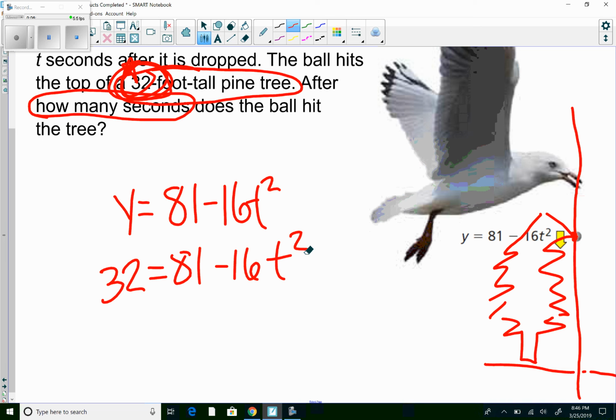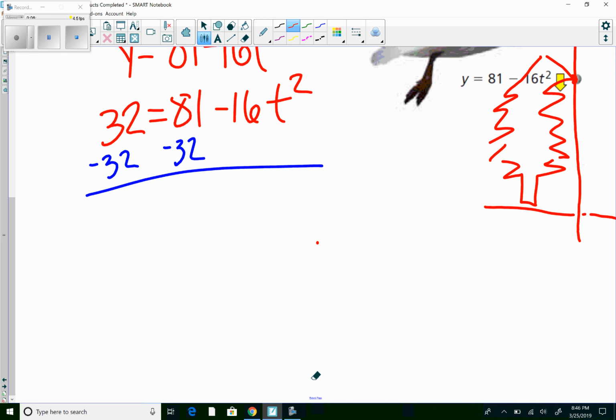We want to use that zero product property piece again. So let's subtract 32 from both sides. Then what's going to happen next is we are just going to simplify. So I have negative 16t squared, and then, let's see, what do I have on the other side? That should be 49. So we're setting that equal to 0.